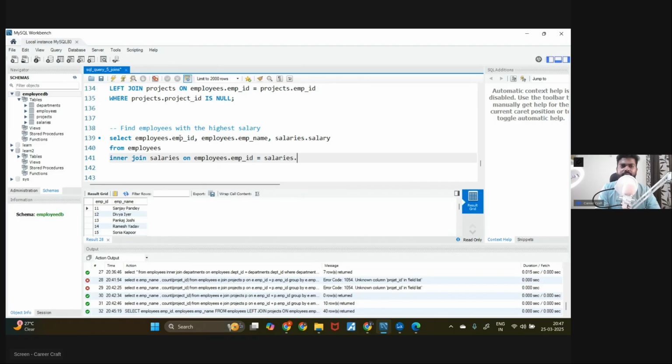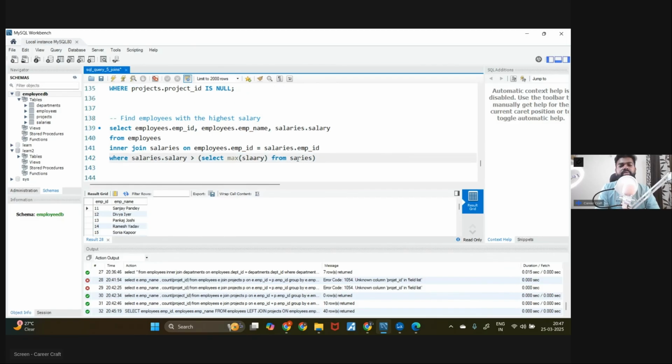Then where salaries dot salary is greater than max salary, then just write another query: select max salary from salaries. Done. So you just need to add this condition. Rest everything you guys had already done. Salaries.